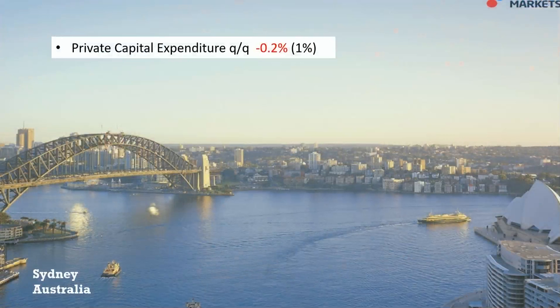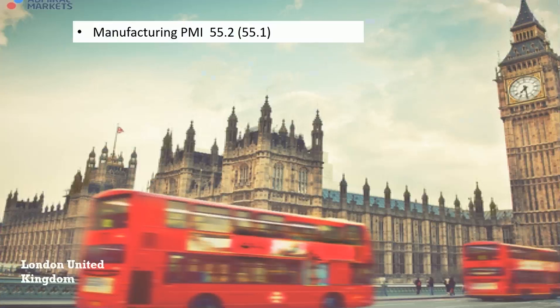Locally in Australia, we had private capital expenditure come in at negative 0.2%, much worse than the forecast. The Aussie dollar did tank at the time. It dropped a good amount, but then later recovered due to that US dollar weakness, which happened across the board. In the UK, we saw the PMI number come in pretty close to the forecast at 55.2, a much narrower trading day for the GBP USD, even with that US weakness across the board.